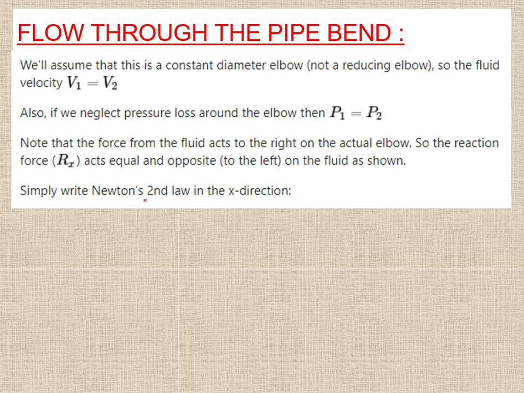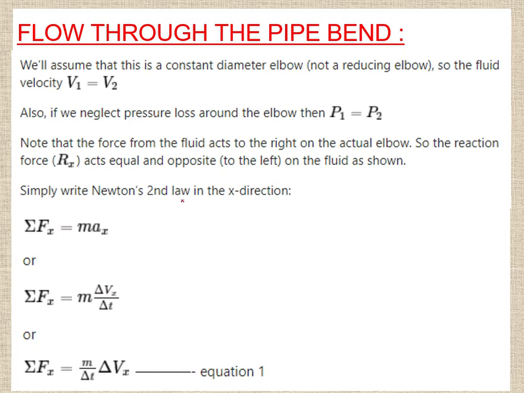Simply write Newton's second law in the x direction. According to Newton's second law, sigma force is equal to the rate of change of momentum. So sigma F in the x direction is equal to mass times acceleration. Acceleration can be written in the form of rate of change of velocity, so moving delta t over, this becomes mass over delta t times the change in velocity. So this is equation 1.